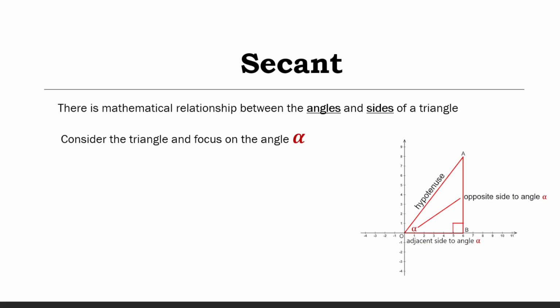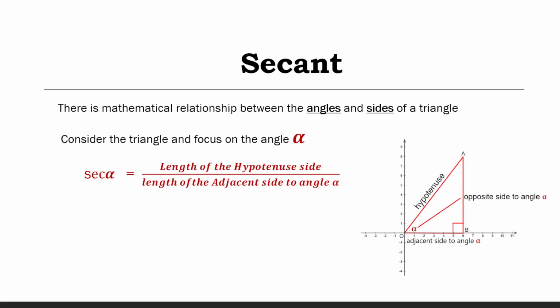The next function is the secant, and it is defined as sec alpha is equal to the length of the hypotenuse side divided by the length of the adjacent side to angle alpha. Sec alpha is equal to OA, which is the hypotenuse, divided by OB, which is the adjacent side. And OA can be made the subject of the formula to be equal to OB times sec alpha.